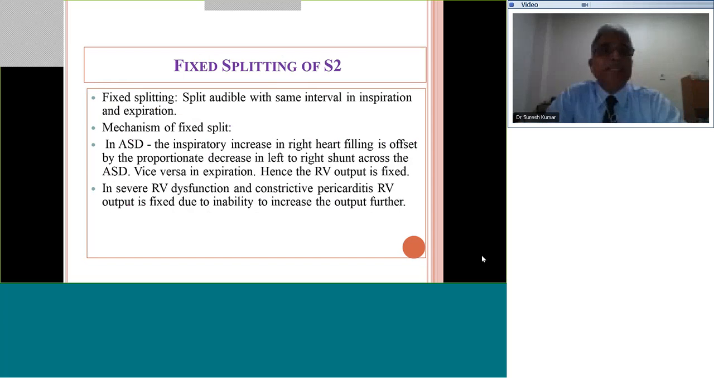Fixed splitting is the other term that you often hear. It means the split is audible with the same A2-P2 interval in both inspiration and expiration. And why do you hear a fixed split?